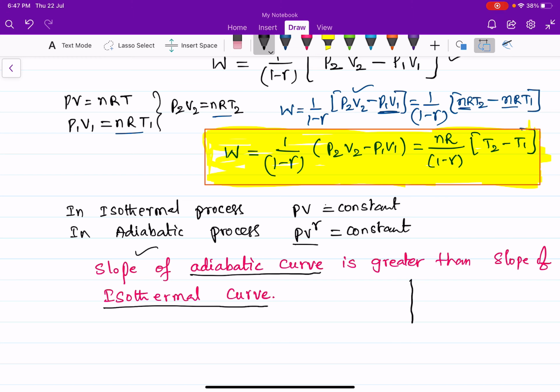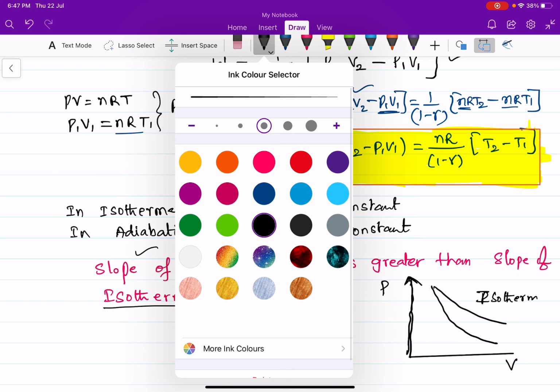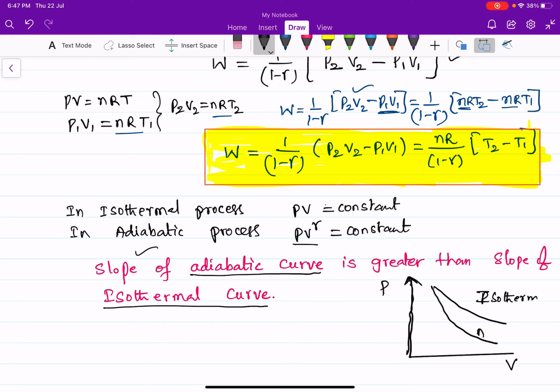So I am writing pressure versus volume curves again. So see here, let us consider this is PV curve, this is isotherm, and this is nothing but adiabatic curve. We have discussed slope of adiabatic curve. Slope of adiabatic curve is more here as compared to slope of isothermal curve. This is the PV curve for both isothermal process and adiabatic process.